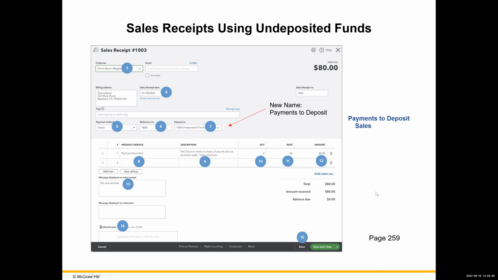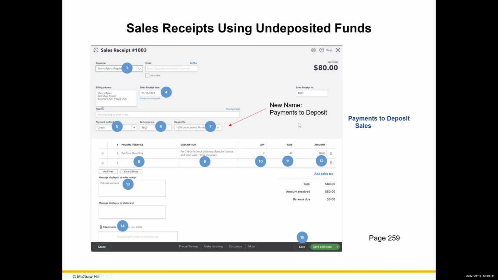Now, behind the scenes, what is the journal entry? Well, it's a sales receipt, so it's a cash sale. So you're going to credit sales. What's the debit to? Well, in this case, it used to be undeposited funds. We're going to put it to payments to deposit. So debit payments to deposit, credit sales.